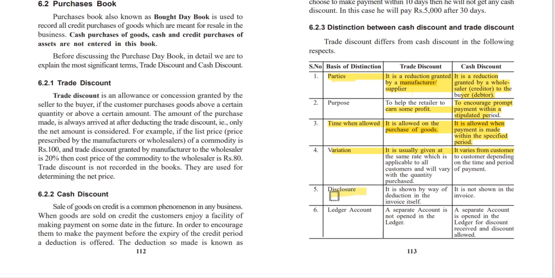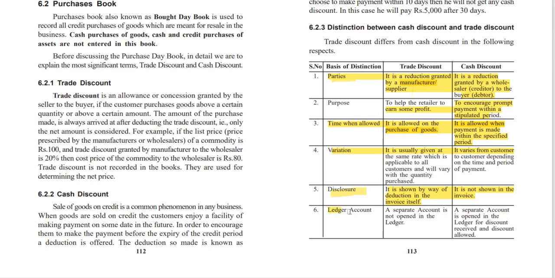Next, the disclosure. Trade discount is shown by way of deduction in the invoice itself. Like a shirt worth rupees 1000 minus a discount of rupees 100, the price paid by the customer is rupees 900. That is how trade discount is shown on the invoice, the bill itself. In a cash discount, it is not shown in the invoice, but it will be given later once the customer pays the amount regularly.